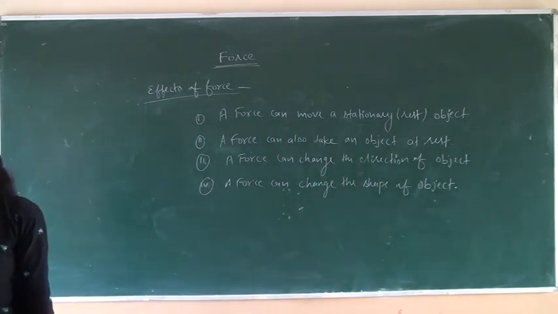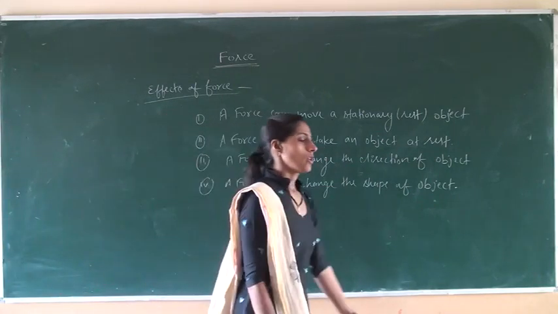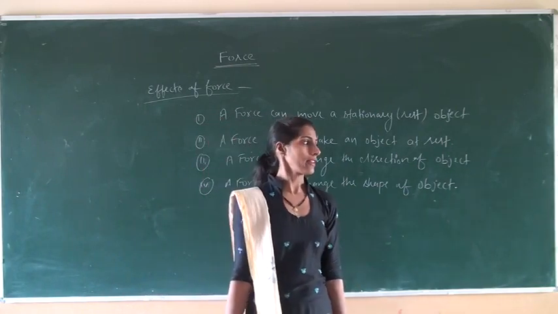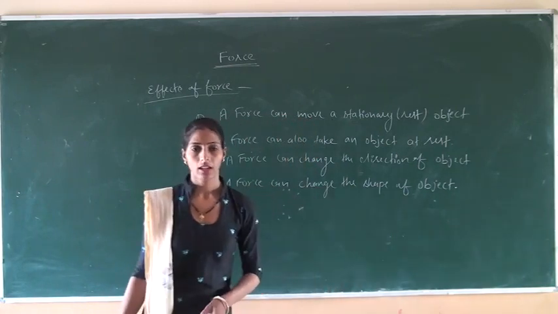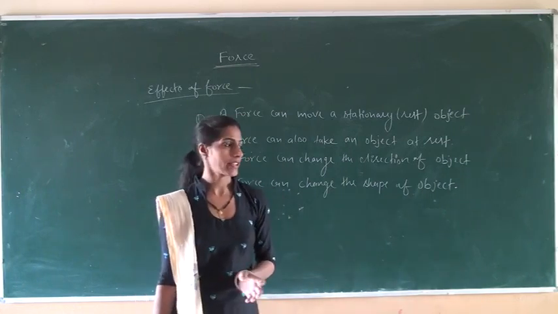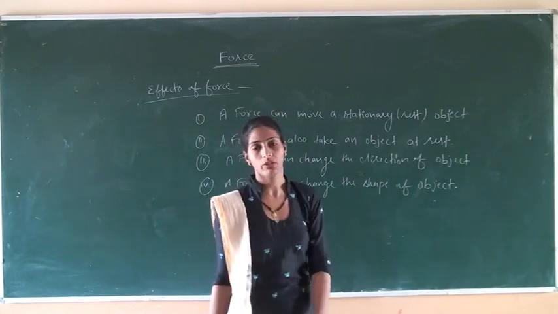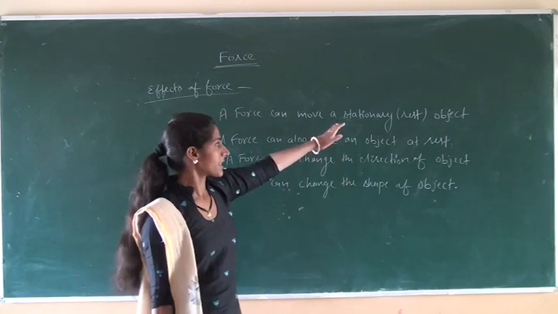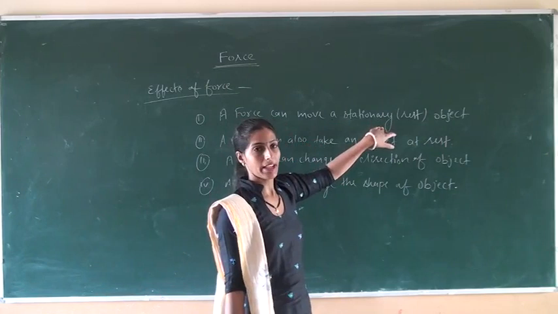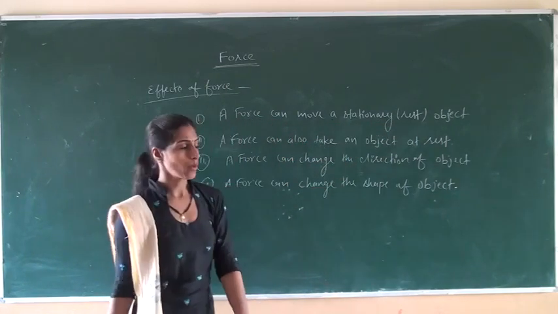Similarly, when you pull a chair or when you push a table, then the chair or the table starts moving and the position of the chair and the table will change. We observe there is a change in the position of the object. Means first they are at a rest or stationary position, but as we apply the force, then the position will be changed and they start moving.